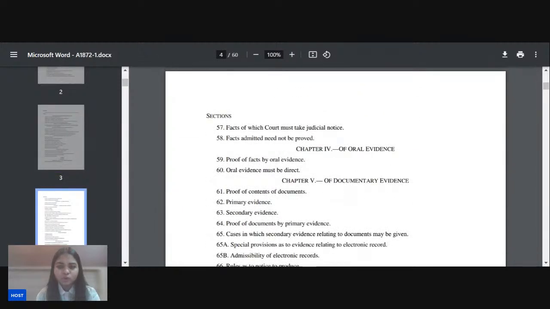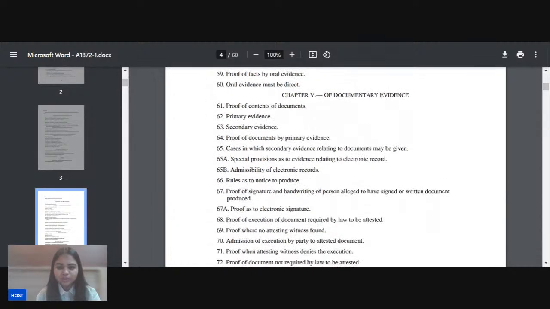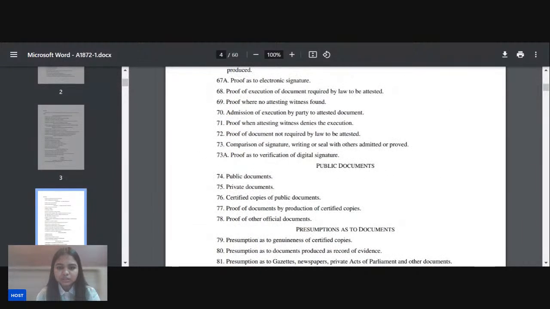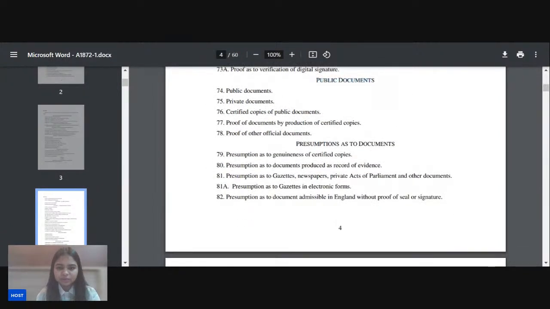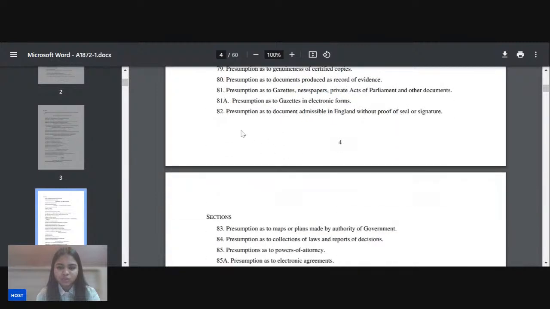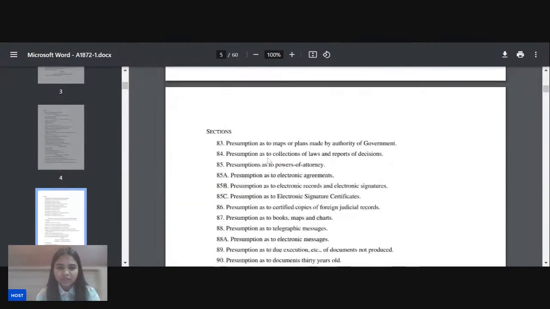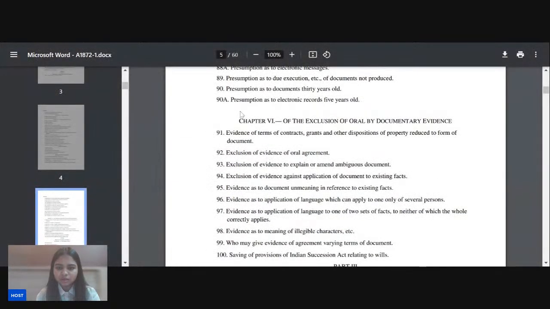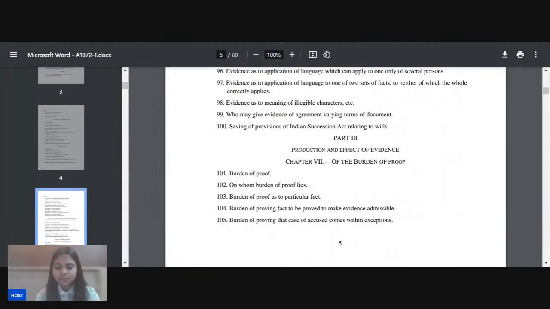Chapter 4 is of oral evidence, 59 and 60. Chapter 5 is of documentary evidence, from 61 till 73A. Then we have public documents from 74 to 78, and presumption as to documents from 79 to 90A. And then we have chapter 6, which is of the exclusion of oral by documentary evidence, from 91 till 100.